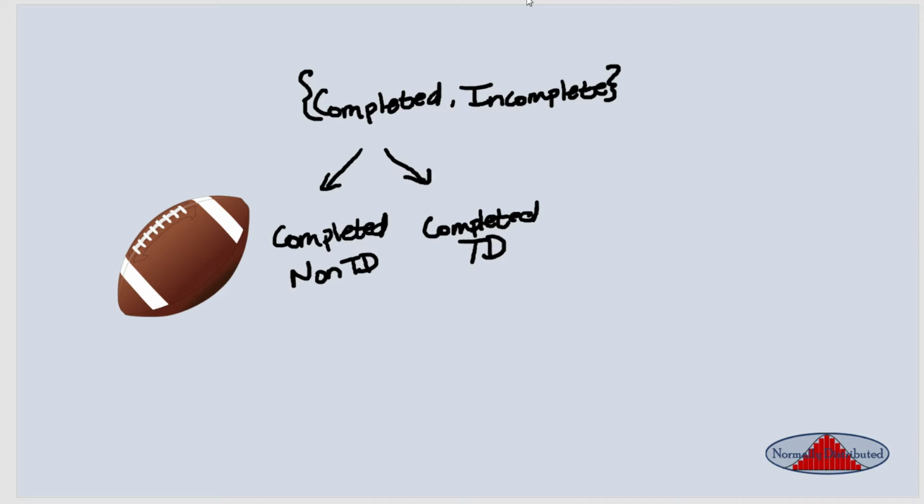But what you'll realize is that no matter how you split up this sample space, it will always add up to 100%. So we start with completed and incomplete, and the probability of completed, let's say, is 60%. That means the probability that an incomplete pass will occur is 40%. And that's what you usually see with good quarterbacks. But then also, if we want to look at completed non-TD and the percentage of those, or completed touchdown and that percentage, we can split up the sample space even further to really understand and look at what probability we are interested in.